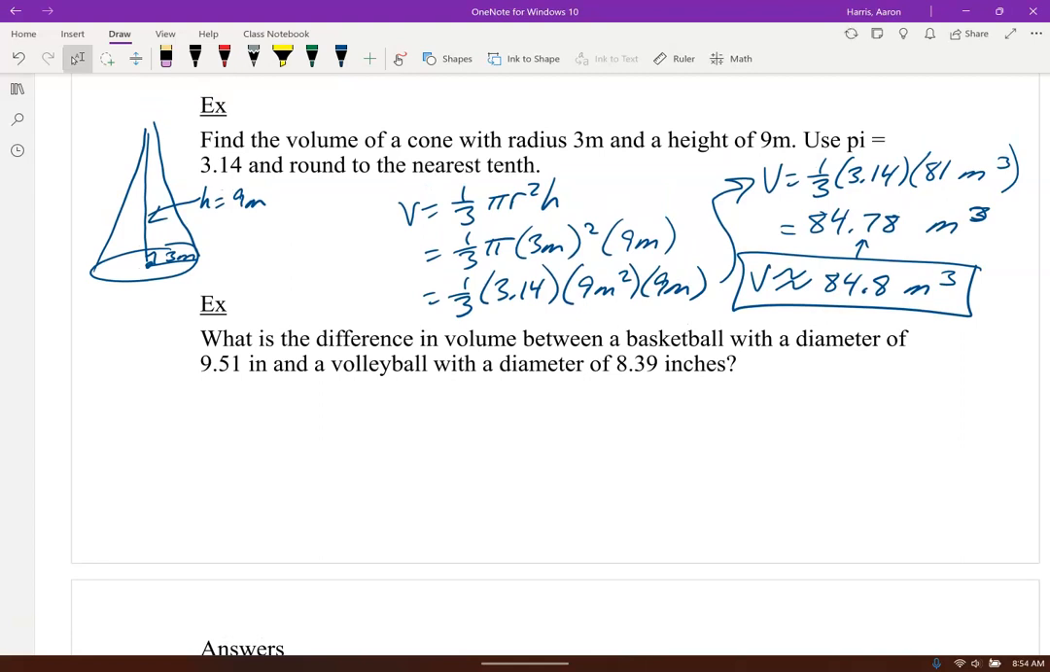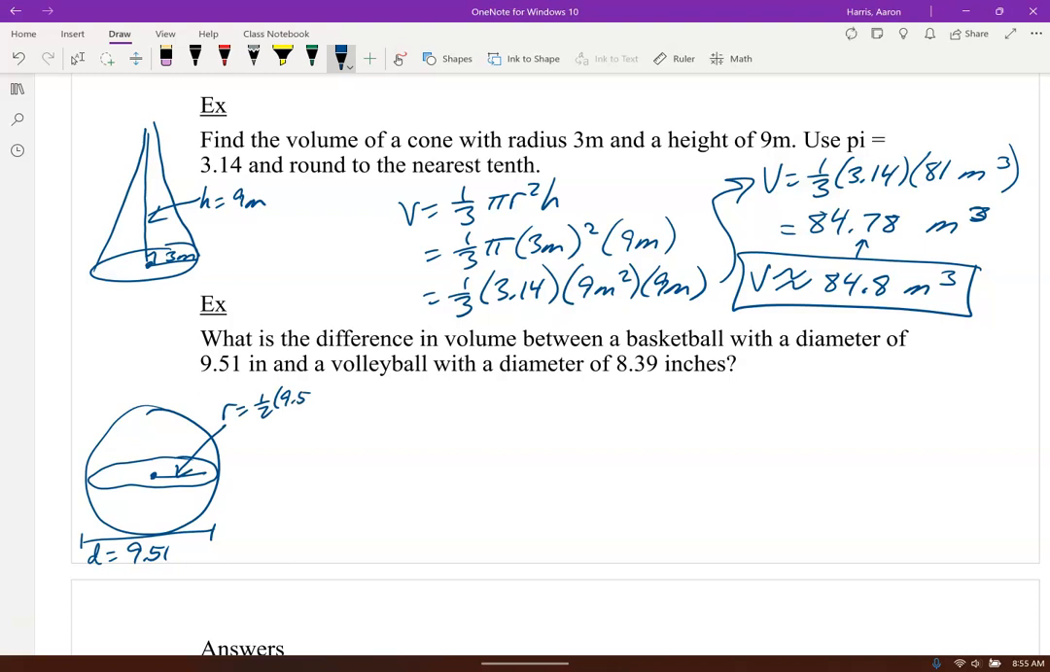Now, how about this one? A basketball. So basketball with a diameter of 9.51 inches. Okay, so here's our basketball, if I could try to draw a basketball. But they're giving us 9.51 all the way across is the diameter. We want the radius. So half of 9.51 is 4.755. So radius would be half of 9.51 or 4.755.